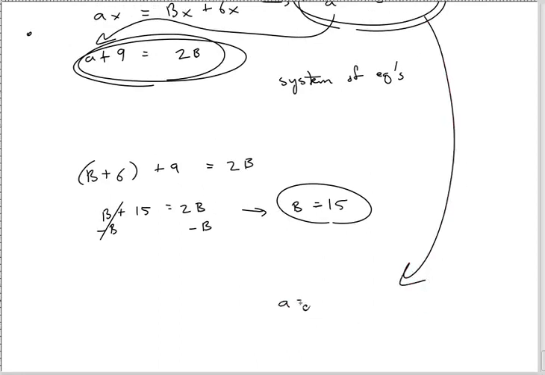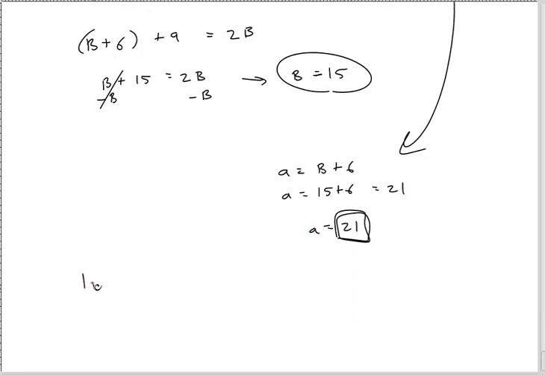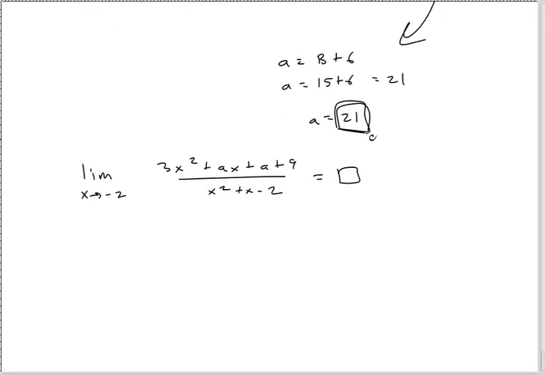And so I got A is equal to B plus 6. Well, I know what B is equal to. It's 15 plus 6 is 21. So A is equal to 21. That's actually one of my answers. And if I go back now, I got the limit as x approaches -2 of 3x squared plus ax plus a plus 9 all over x squared plus x minus 2. This is still a limit that I need to figure out. Well, if I plug in the 21, what I'm going to get is 3x squared plus 21x, and then 9 and 21 makes a 30. And then in the bottom, well, that doesn't really change.